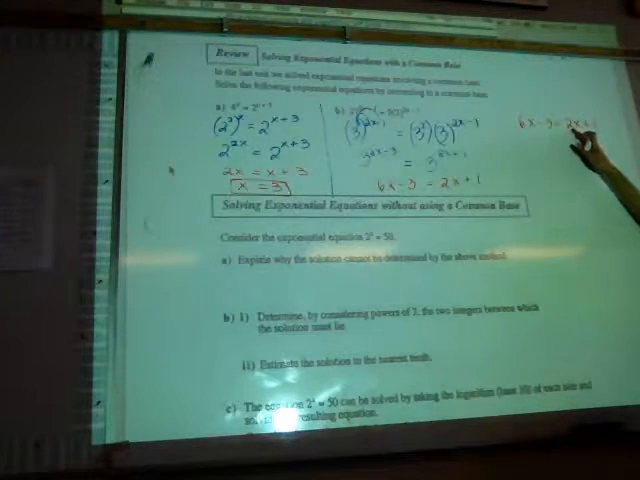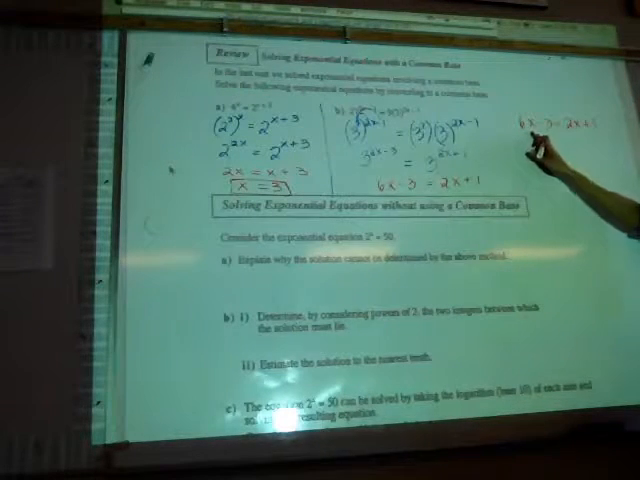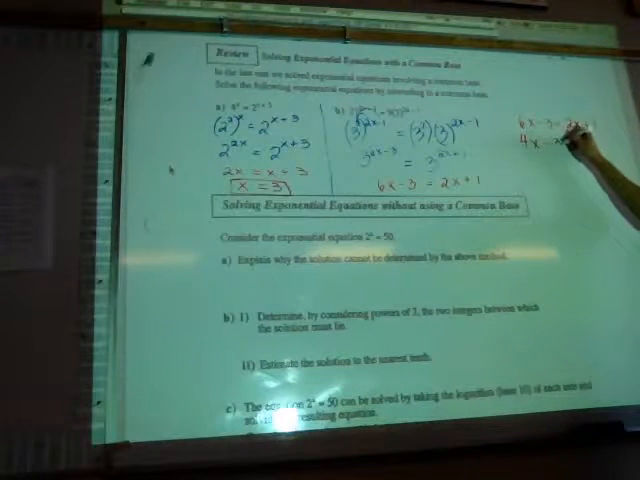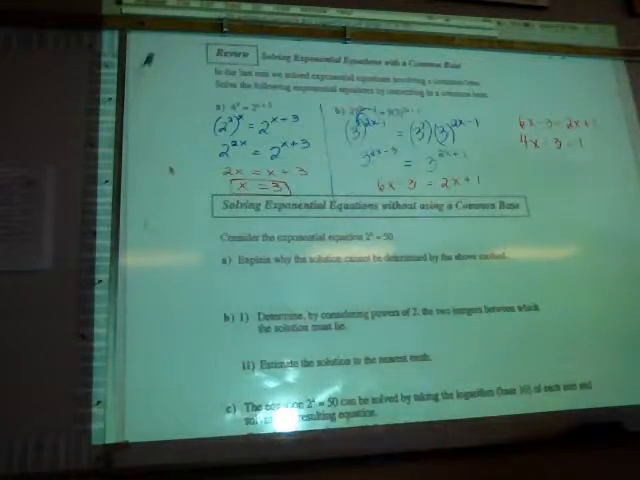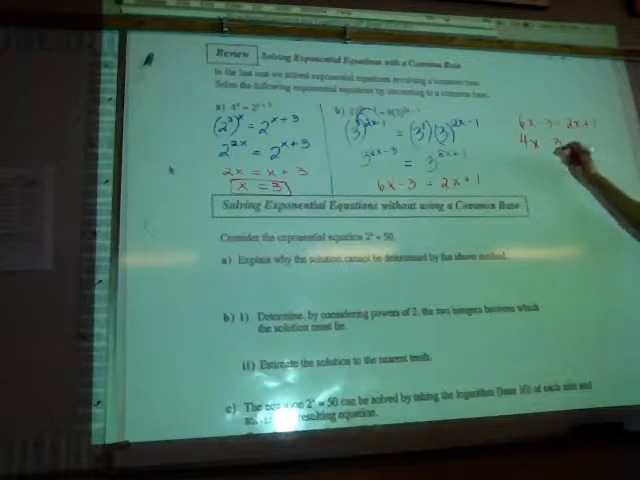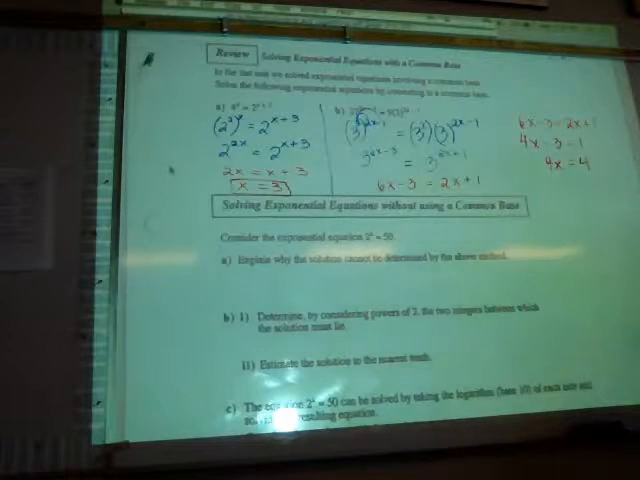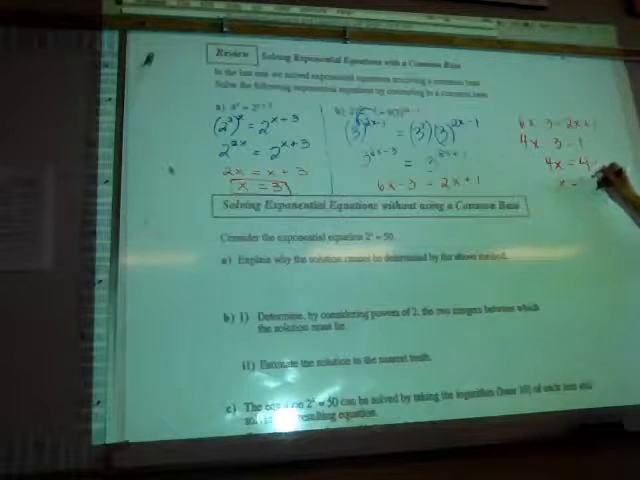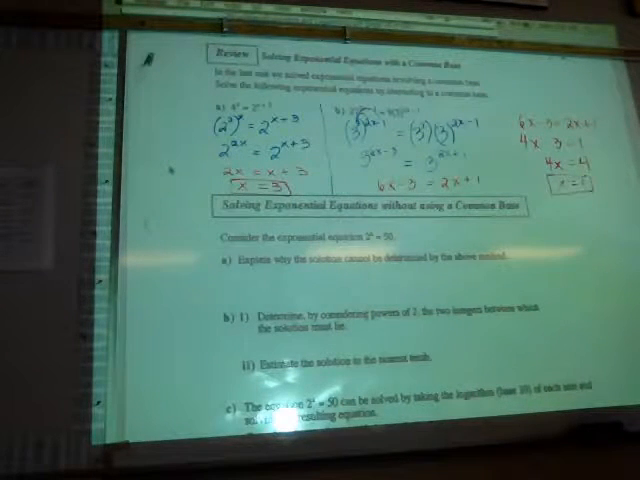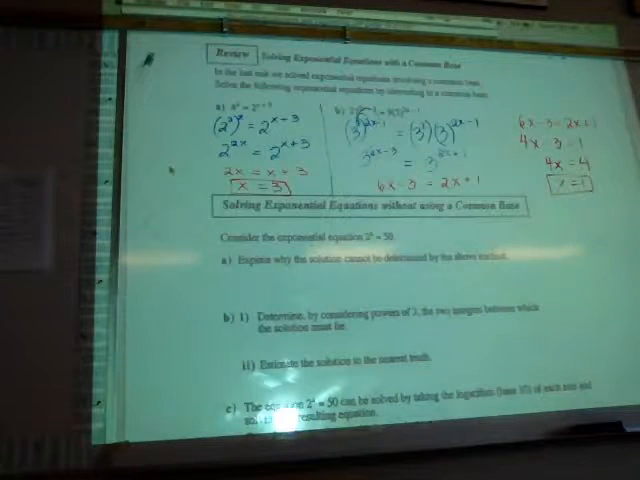So I'm going to move the 2x to the left-hand side by subtracting, and I get 4x minus 3 equals 1. Then I'm going to add the 3 over, and I get 4x equals 1 plus 3 is 4. Divide by 4, x equals 1. How's that review? Does it seem fairly familiar?